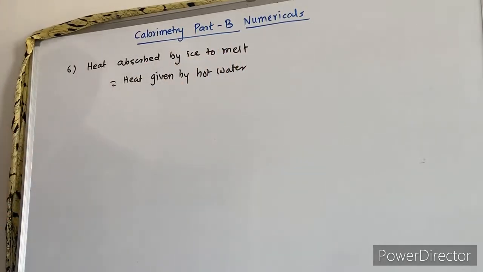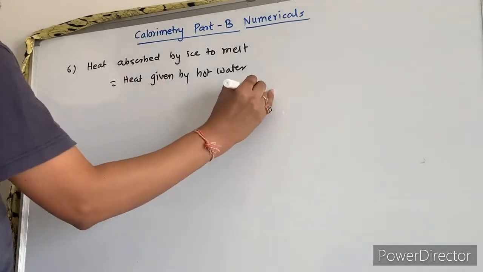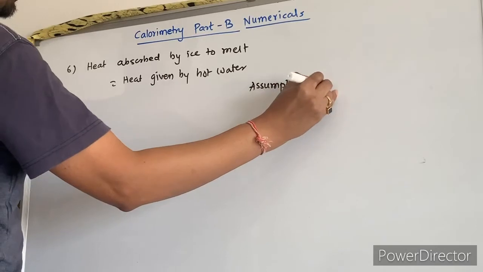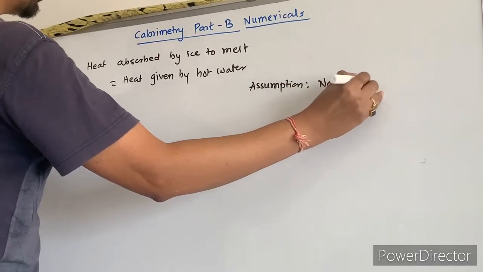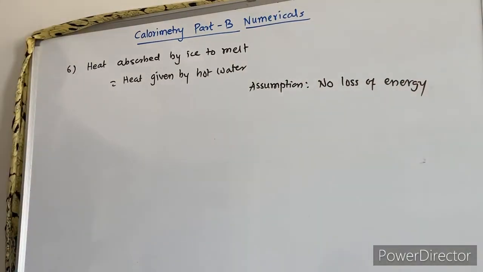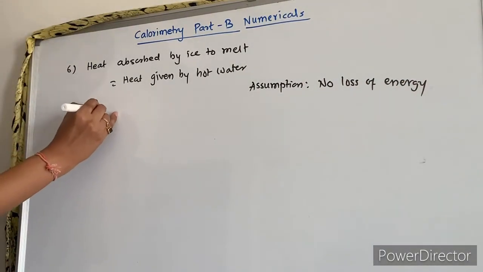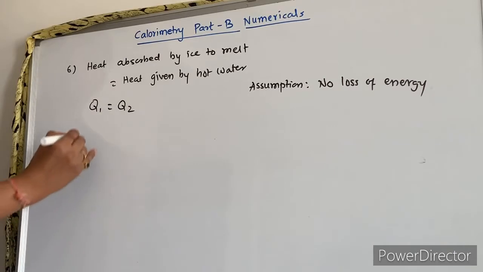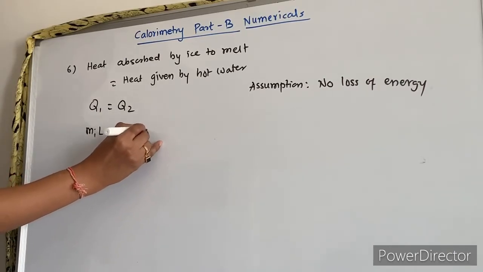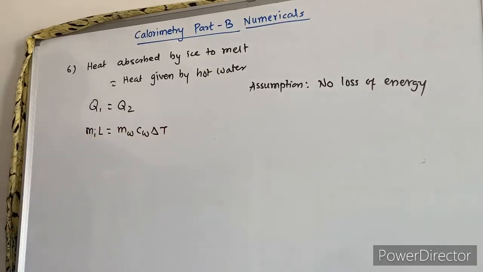Now we are assuming that there is no loss of energy. What is the assumption? We are assuming that there is no loss of energy to surrounding. So this is your Q1 is equal to Q2. Q1 is M of ice into L. This is M of water, CW delta T. From this, what they want is the value of L.